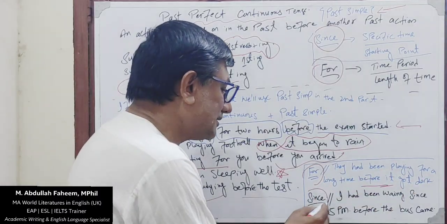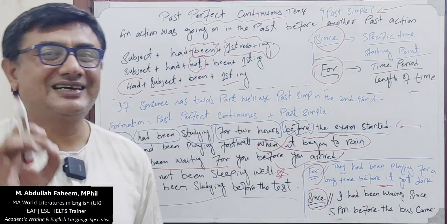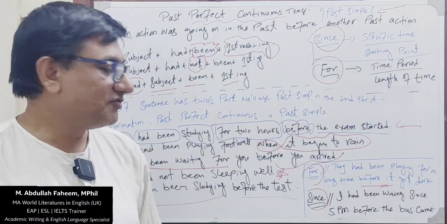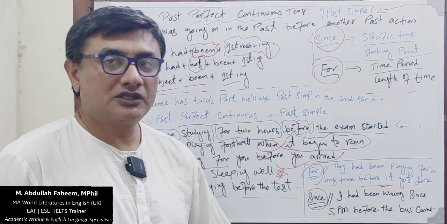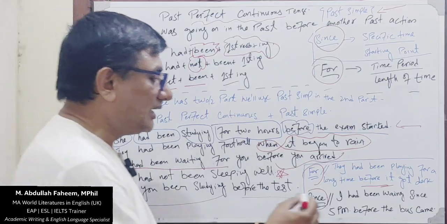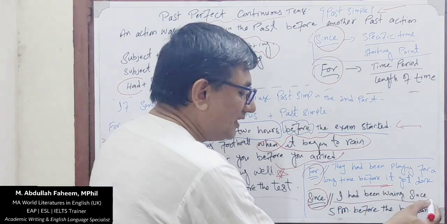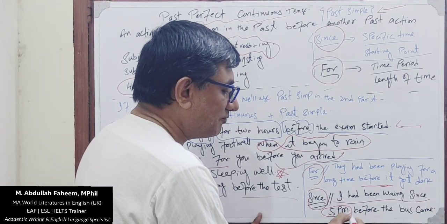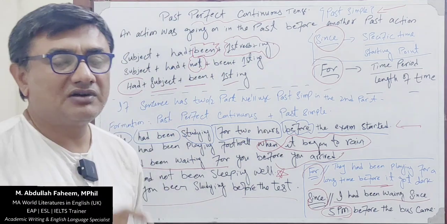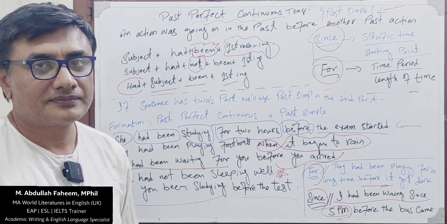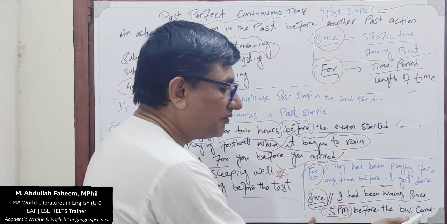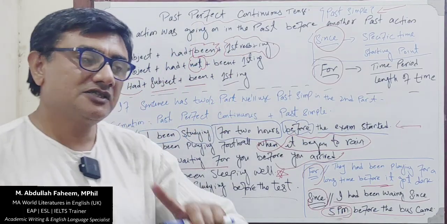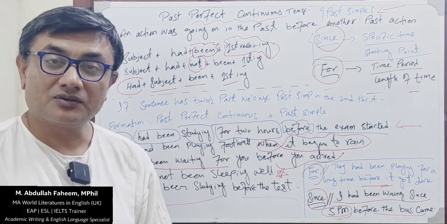Since, in comparison, since shows the starting point and specificity. For example, I had been waiting since 5 p.m. before the bus came. I was already waiting. I had been waiting since 5 p.m. This means from 5 o'clock I was waiting. So I had been waiting since 5 p.m. before the bus came. This means the bus came later on.